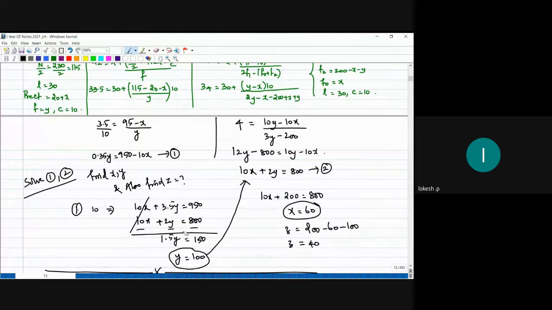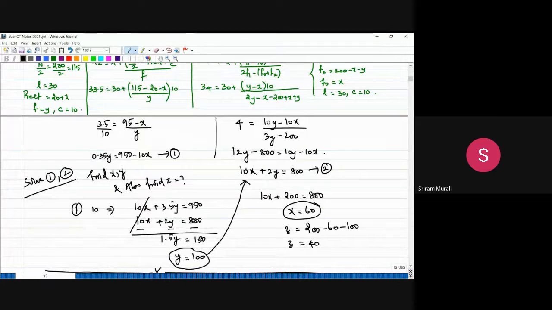10x, if you bring 10x to the right hand side, it will become minus 10x will become plus 10x. Plus 3.5 is equal to 950. You bring x to left hand side, so 10x. If 10y comes to left hand side, it will become minus 10y. So 12 minus 10 will be 2. So plus 2y is equal to 800.